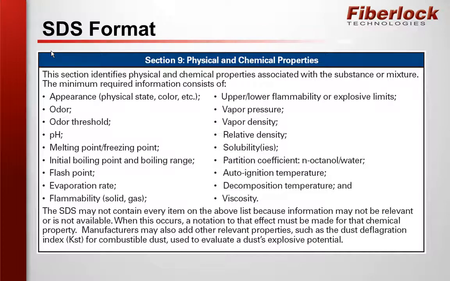Section 9, Physical and Chemical Properties. This section identifies physical and chemical properties associated with the substance or mixture. The minimum required information consists of the appearance, physical state or color, odor, odor threshold, pH, boiling point, flash point, evaporation rate, flammability, vapor pressure, vapor density, solubilities, auto-ignition temperature, and viscosity.